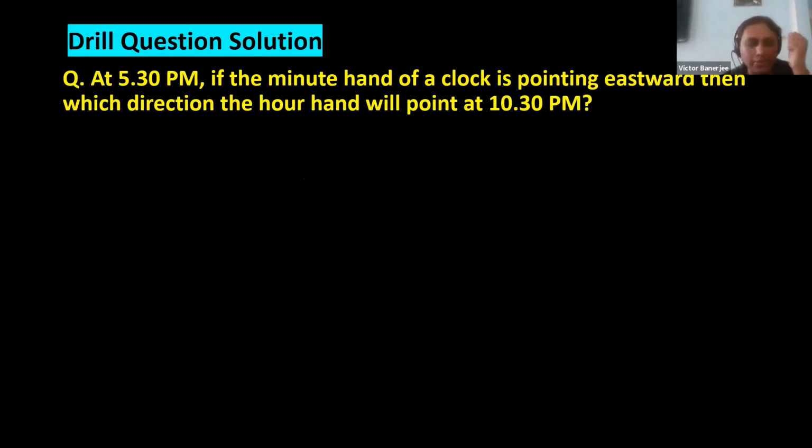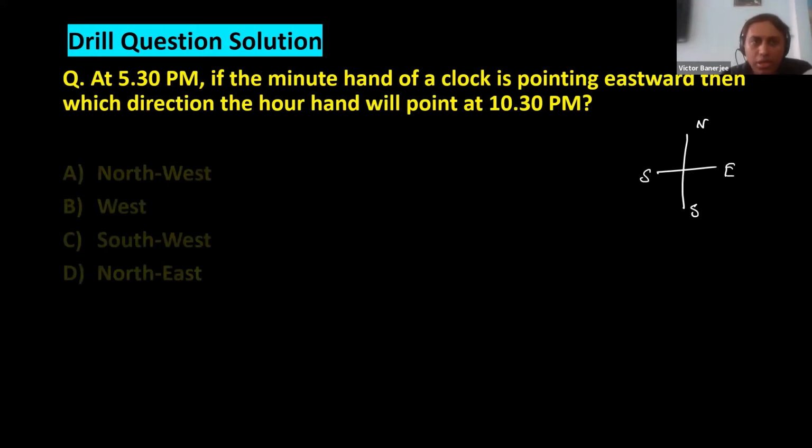Before writing the solution, the general convention is that the top of the paper is always north, the opposite direction is south, and this one is east, this one is west. We'll take that convention and then we'll solve. Just remember this question for now. We'll take it up later on.